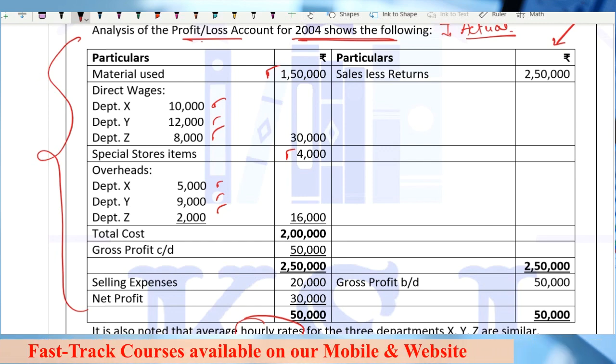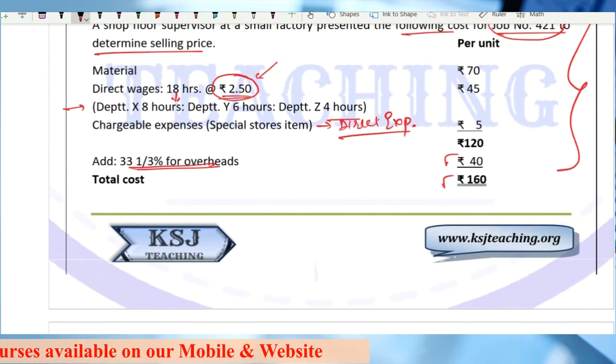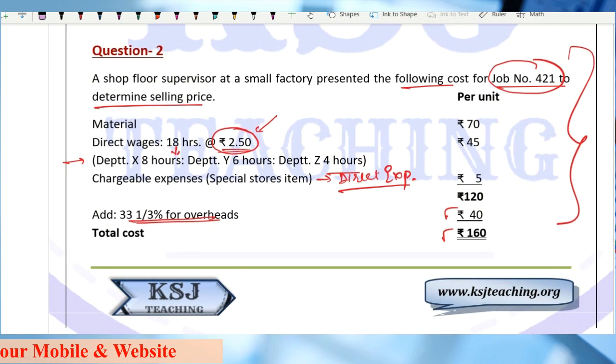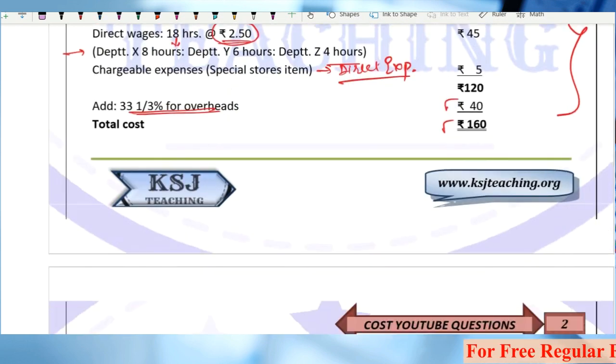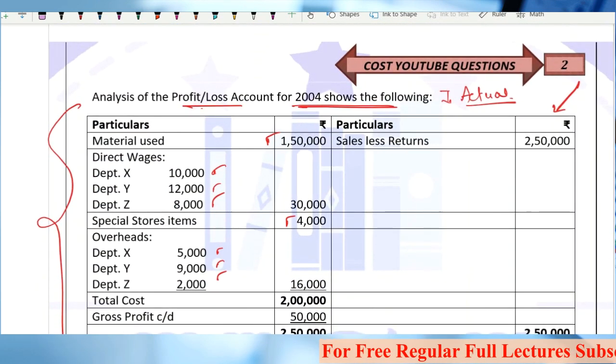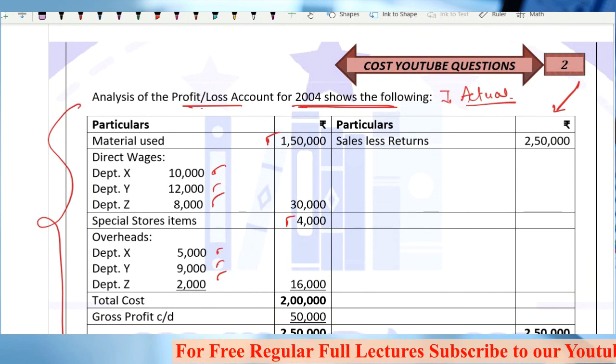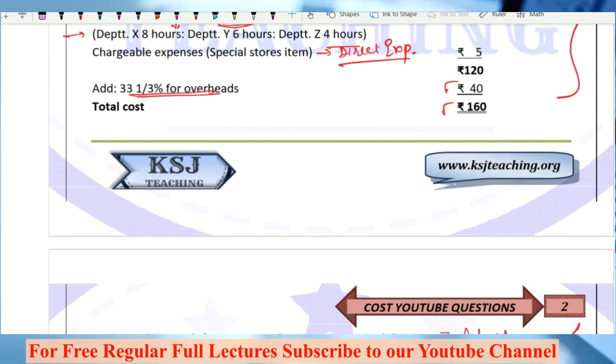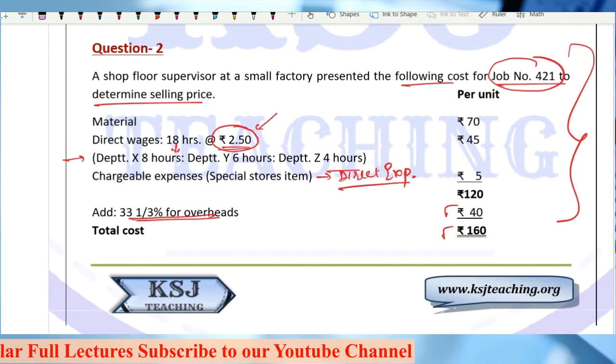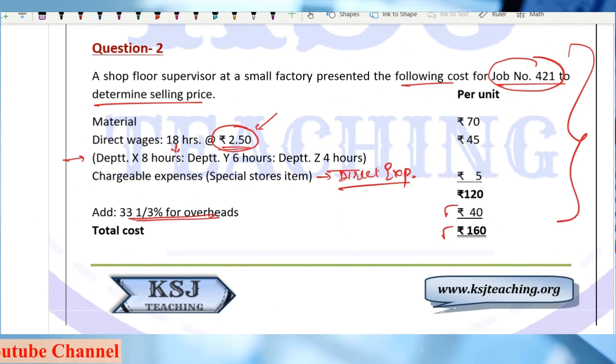After that, based on that cost sheet, we are going to redraw this cost sheet. Are you getting the point? So first we will prepare the cost sheet of 2004, which is given to us. Now based on that cost sheet, we are going to prepare the job cost sheet, right?